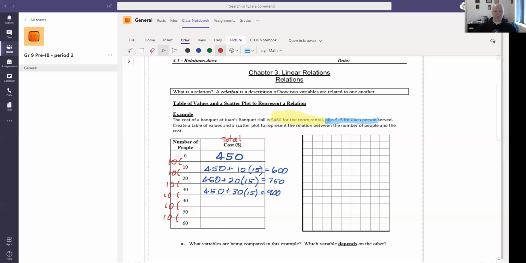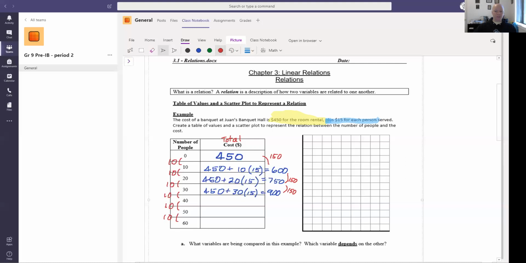So that's the total cost. And I see now 450 up to 600. Well, that's an increase of 150. And then I see from 600 to 750, it's also an increase of 150. And then from 750 to 900 is another increase of 150. Because each time I increase by 10 people, I'm increasing by $15 per person, which is an increase of $150 to the total.